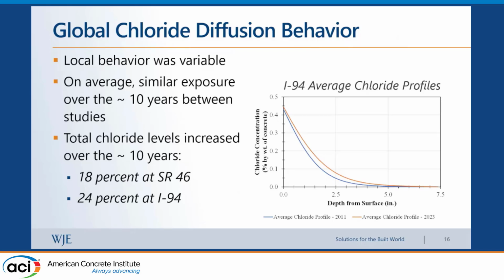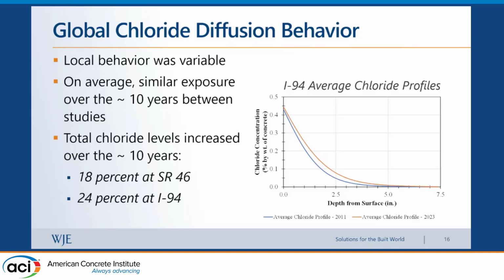So that was talking about the local performance at the core locations. But looking more globally at the performance that we have seen between the two investigations, so the change over that 10-year period between the two investigations of the bridges, and looking at the average chloride profile. So looking at the chloride profiles from all the cores and plotting an average from all of those from 2011 and then again from all the cores that were collected in 2023 over the same bridges, and looking at how that chloride profile changes.